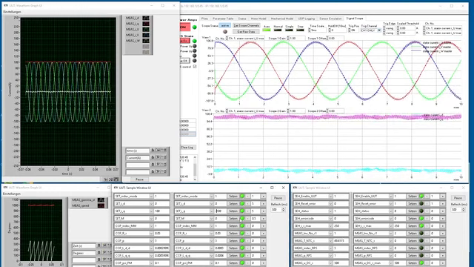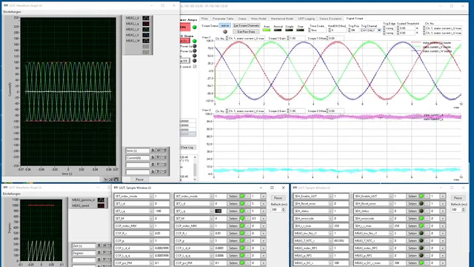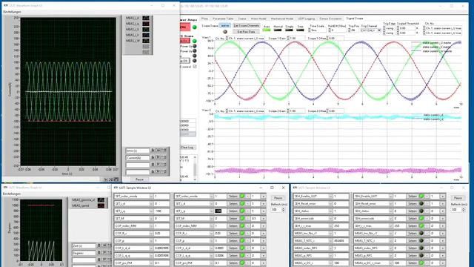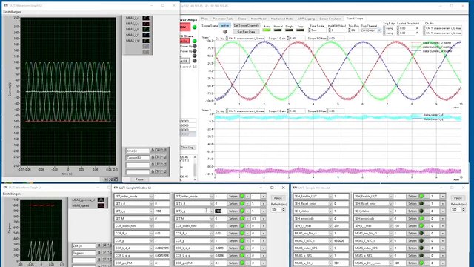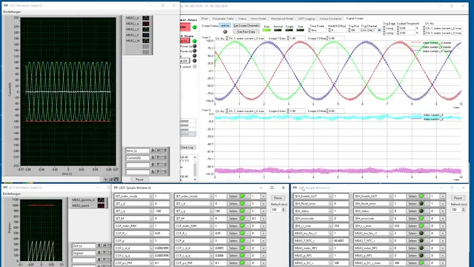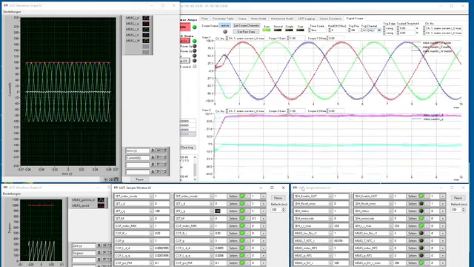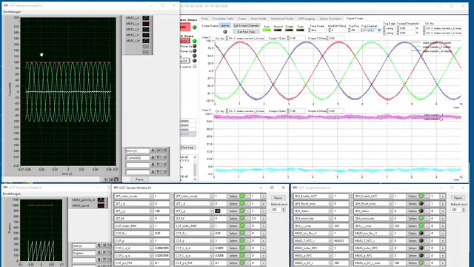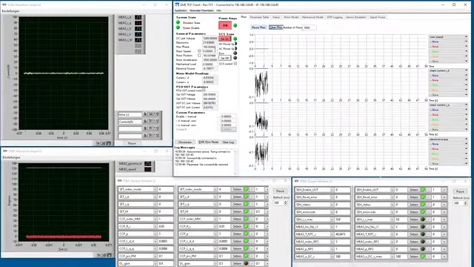The Q current set point is set to minus 100 ampere and it can be seen that the actual Q current reaches the new set point. Then the Q current set point is changed back to 100 ampere, and so does the actual Q current.